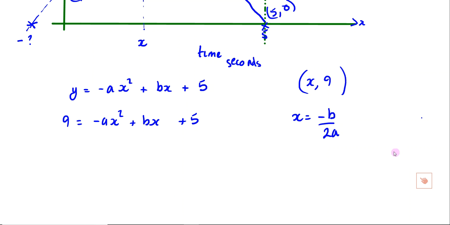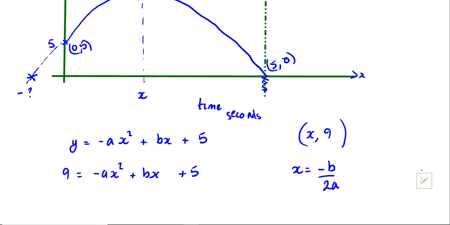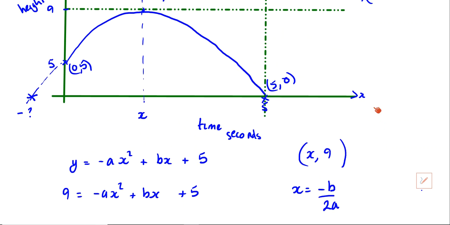Is there anything else we can know? Oh yes, it says we know the vertex point. It's 2, 9. It says after 2 seconds the ball reaches a maximum height of 9. There you go. Make sure we read it all properly. So actually this is at 2. So we've actually got 2, 9.